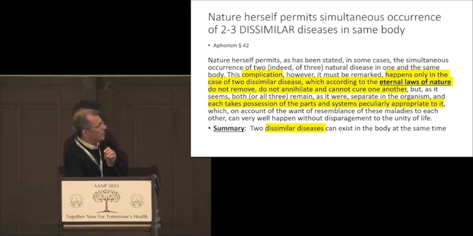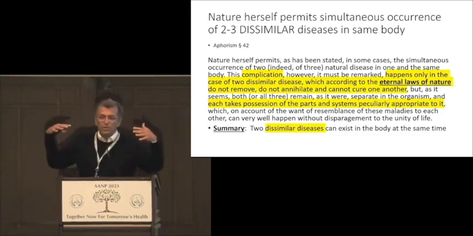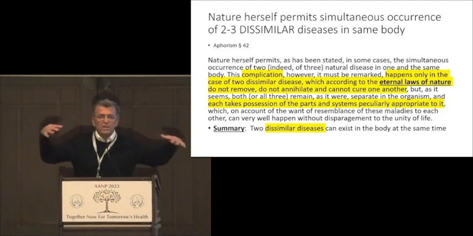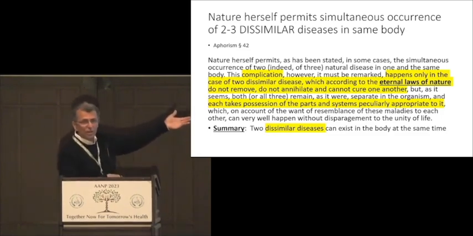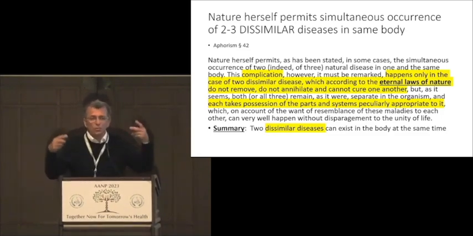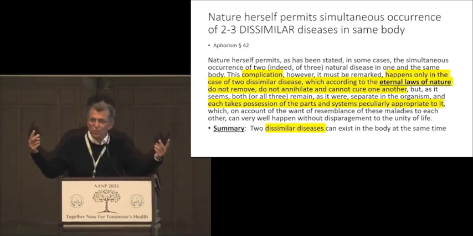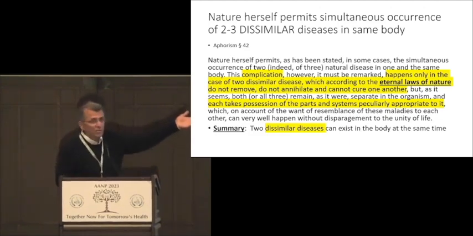Nature itself permits the simultaneous occurrence of 2 to 3 dissimilar diseases. Nature allows that. That's why allopathy, which is based on the foundation of dissimilars, doesn't cure. In patients treated allopathically, all the diseases stay in the body, because that's what nature allows. Nature doesn't allow multiple dissimilar diseases to cure one another. Allopathy is really based on the law of dissimilars.